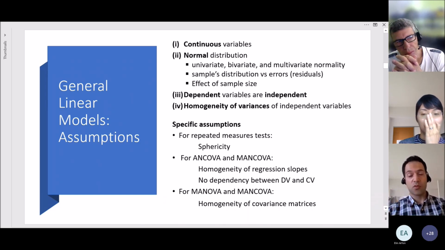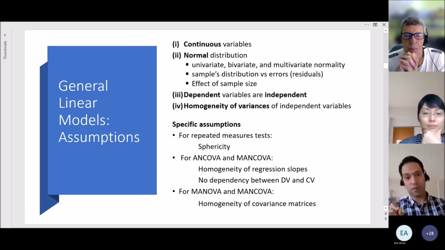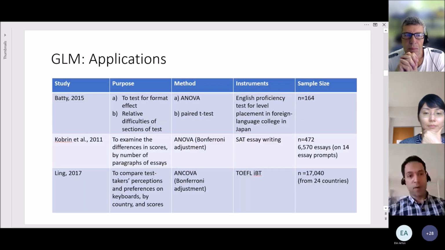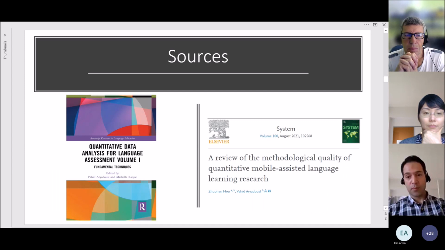That's another point. Then dependent variables are independent from each other. We also need, as you know, to take into account the homogeneity of variances of different samples. And finally, if you are doing ANCOVA and MANCOVA, you need to consider the fact that there must be no dependency between dependent variables.